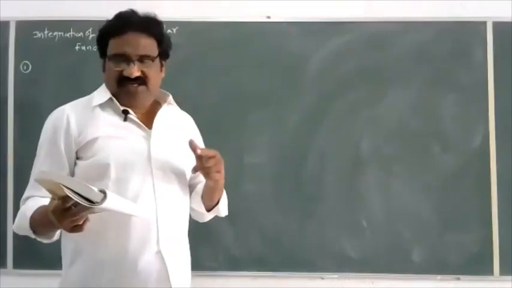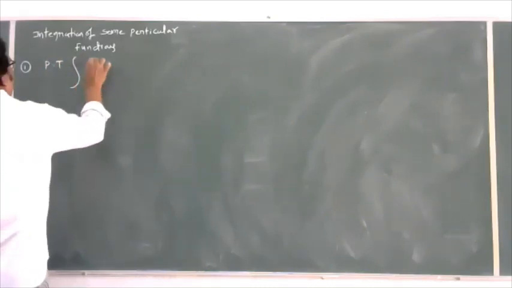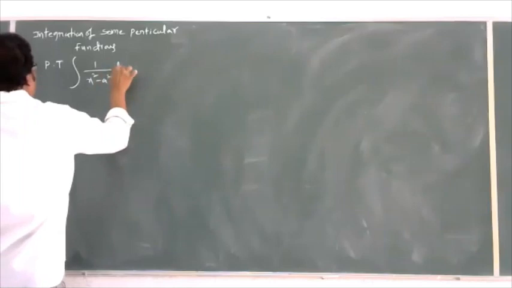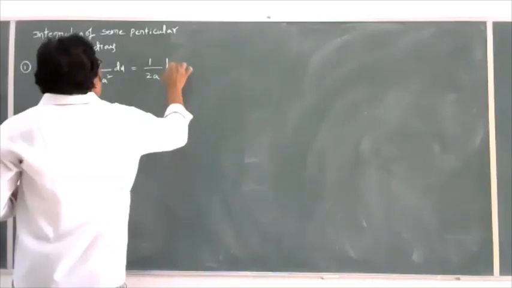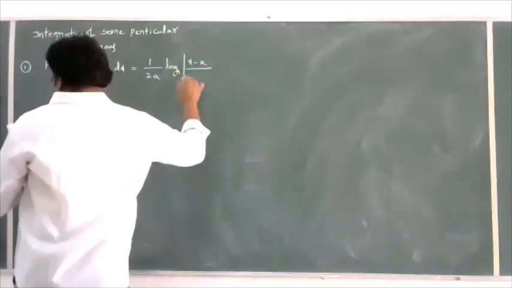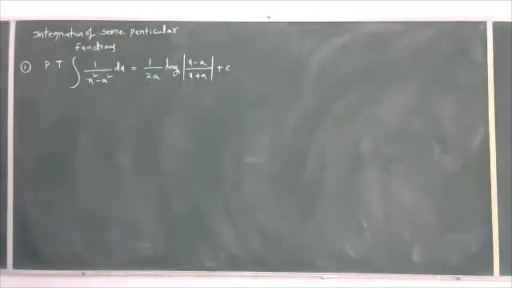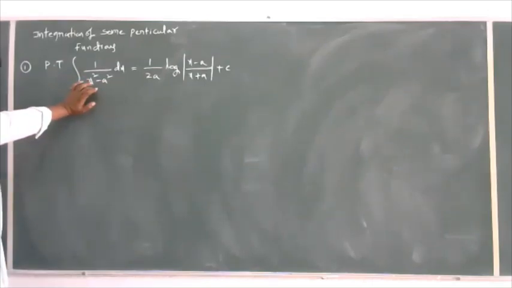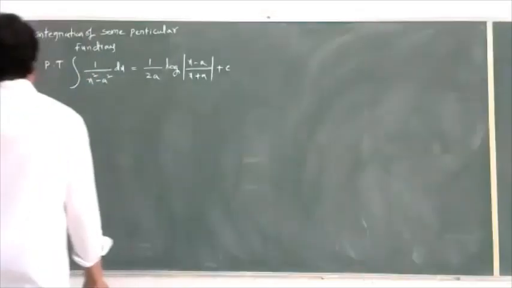For example, prove that integral 1 by x square minus a square into dx is equal to 1 by 2a log mod x minus a by x plus a plus c. Sometimes in public examinations, for 5 marks questions, they give a formula proof like this, and one problem is attached to this theorem. That's why these proofs are very, very important.